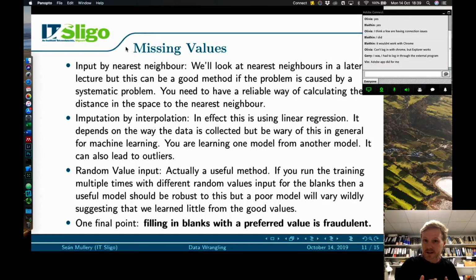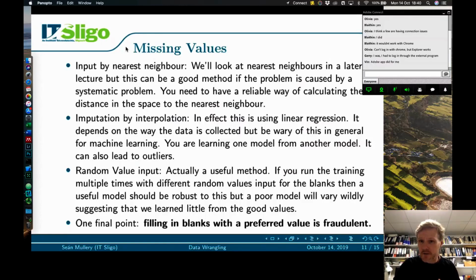It depends on the way the data is collected, but be wary of this in general for machine learning. The reason is that what you're effectively doing is you're using one machine learning mechanism, like linear regression, to try and build up the data that's then going to be used to train another machine learning algorithm. So there are certain problems with this. It might be useful in terms of just displaying data for other data science, but for machine learning, it's maybe not the better method to use. It can also lead to some outliers. It might be that there's something missing in the data off the end, and if you continue on that straight line, what you're effectively doing is extrapolating rather than interpolating.